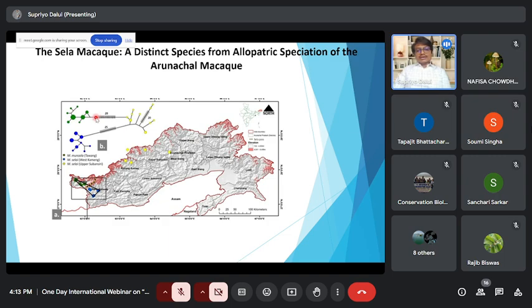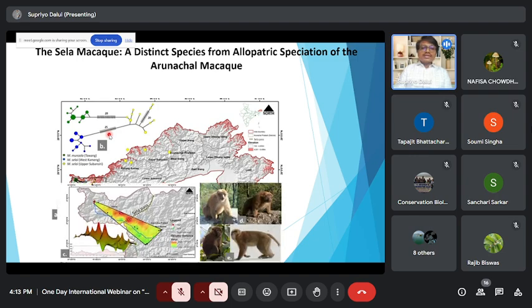And these lines represent the number of mutations that have happened between these populations. So this is a huge number of mutations. So 28 or 25 mutations is considered a very huge number of mutations between two populations to become a new species. So it was really an interesting finding.